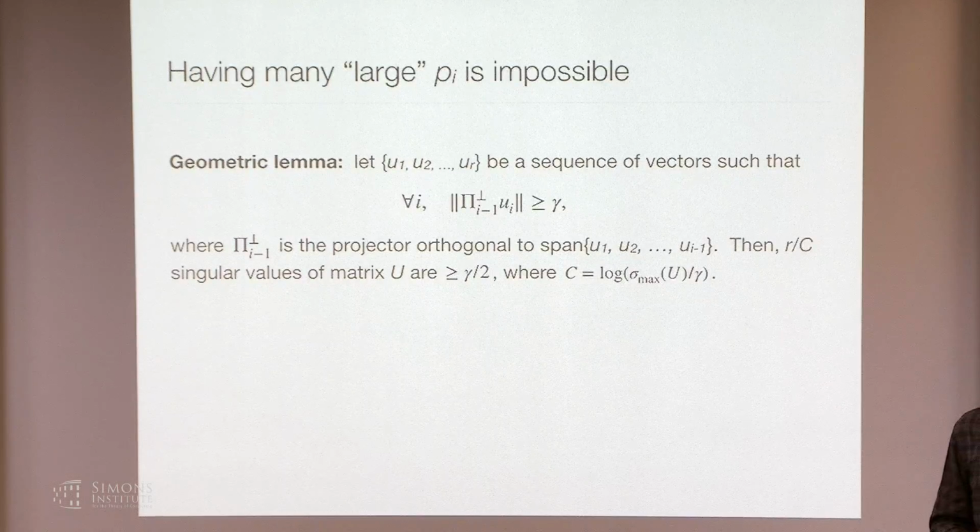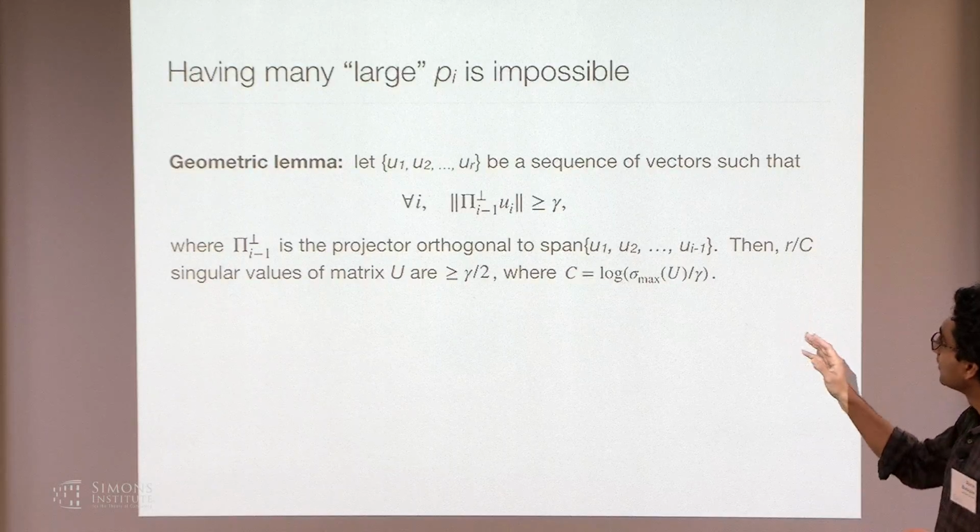Okay, so you have a matrix with a bunch of columns. Every column has at least a gamma component orthogonal to the span of the previous ones. We are saying that this matrix has at least r by log n singular values that are at least gamma by 2.